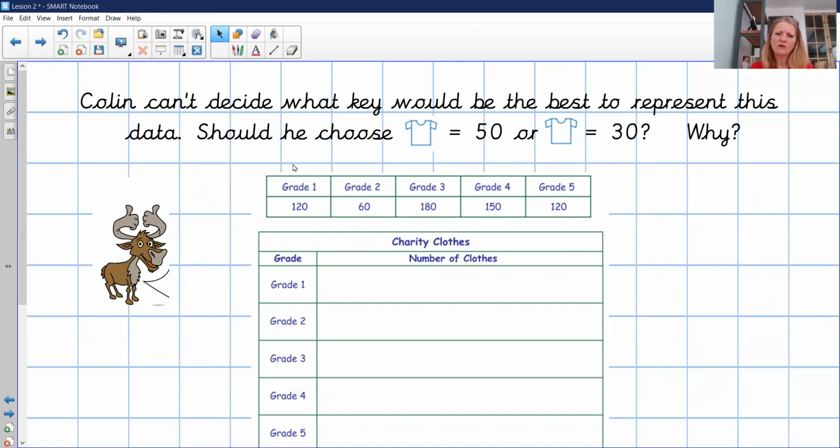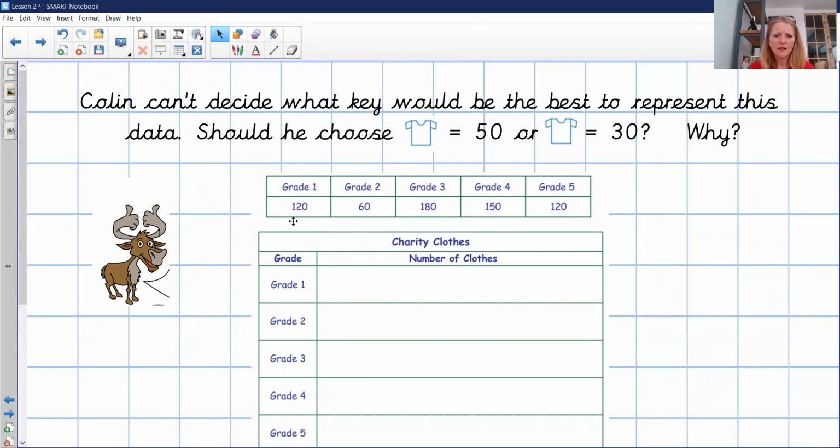But Colin is wondering, what should he use for his key? Should he be using little pictures of t-shirts, where the little picture represents one item? So you'd have to draw 120 little t-shirts in there. That would fill up the box quite a lot. So he needs to make that symbol represent more. So he's thinking it could be 50.